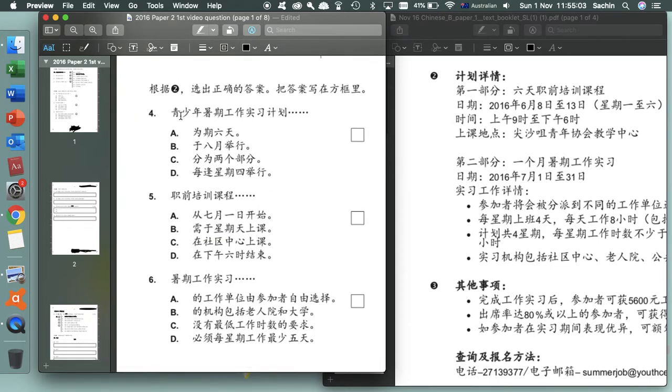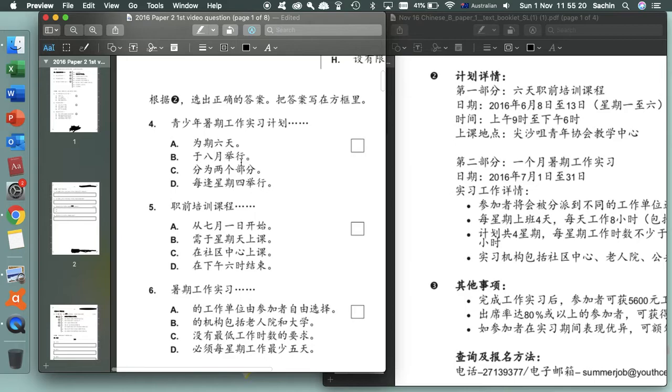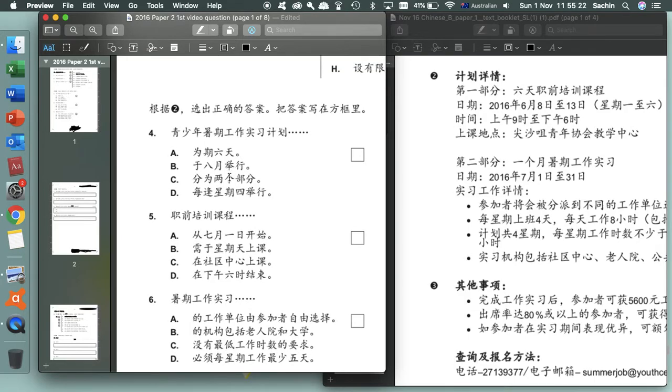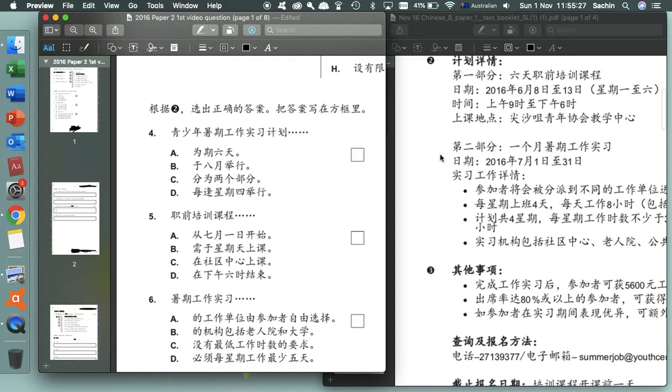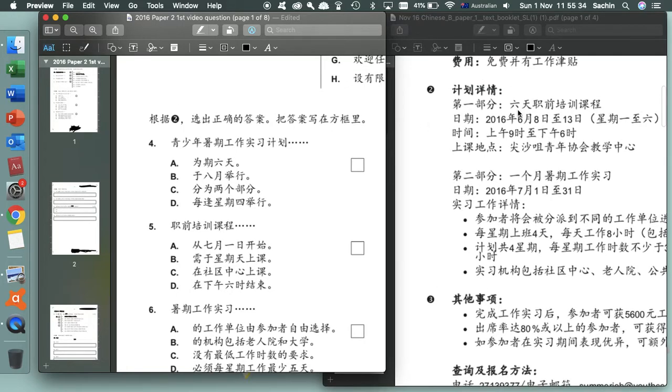So number 4, 青少年暑期工作实习计划. So this one's like something about the experience. And looking at these options, most of them refer to like a sort of time or whether they're split into two parts. So in this case, we look at like overall, and we see it goes for 6 days. Well, technically that's wrong. The first part goes for 6 days. So A, out of the question.